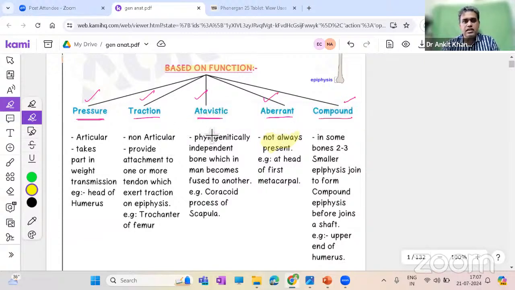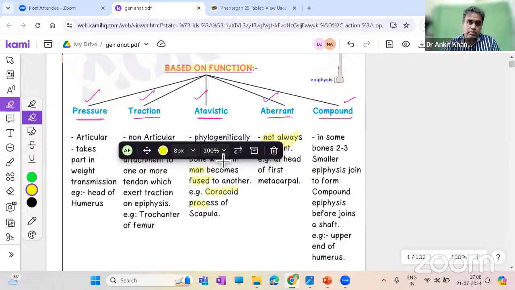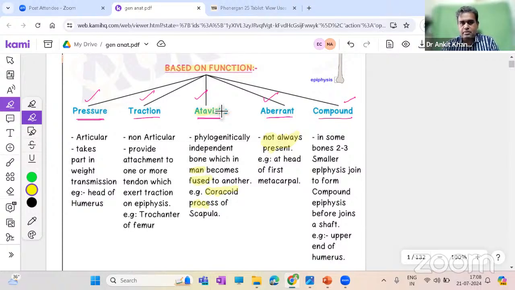Atavistic over here, it is different species wise. It is phylogenetically an independent bone, which in humans has been fused to another bone. Simple as that. So that is known as atavistic. The very famous example is your coracoid process in the scapula. Remember that beak-like process coming out from the front of the scapula? That is the coracoid process of scapula. That is basically an example of atavistic epiphysis. So 2 are done: aberrant and atavistic. Aberrant, not always present. Atavistic, coracoid process of scapula.